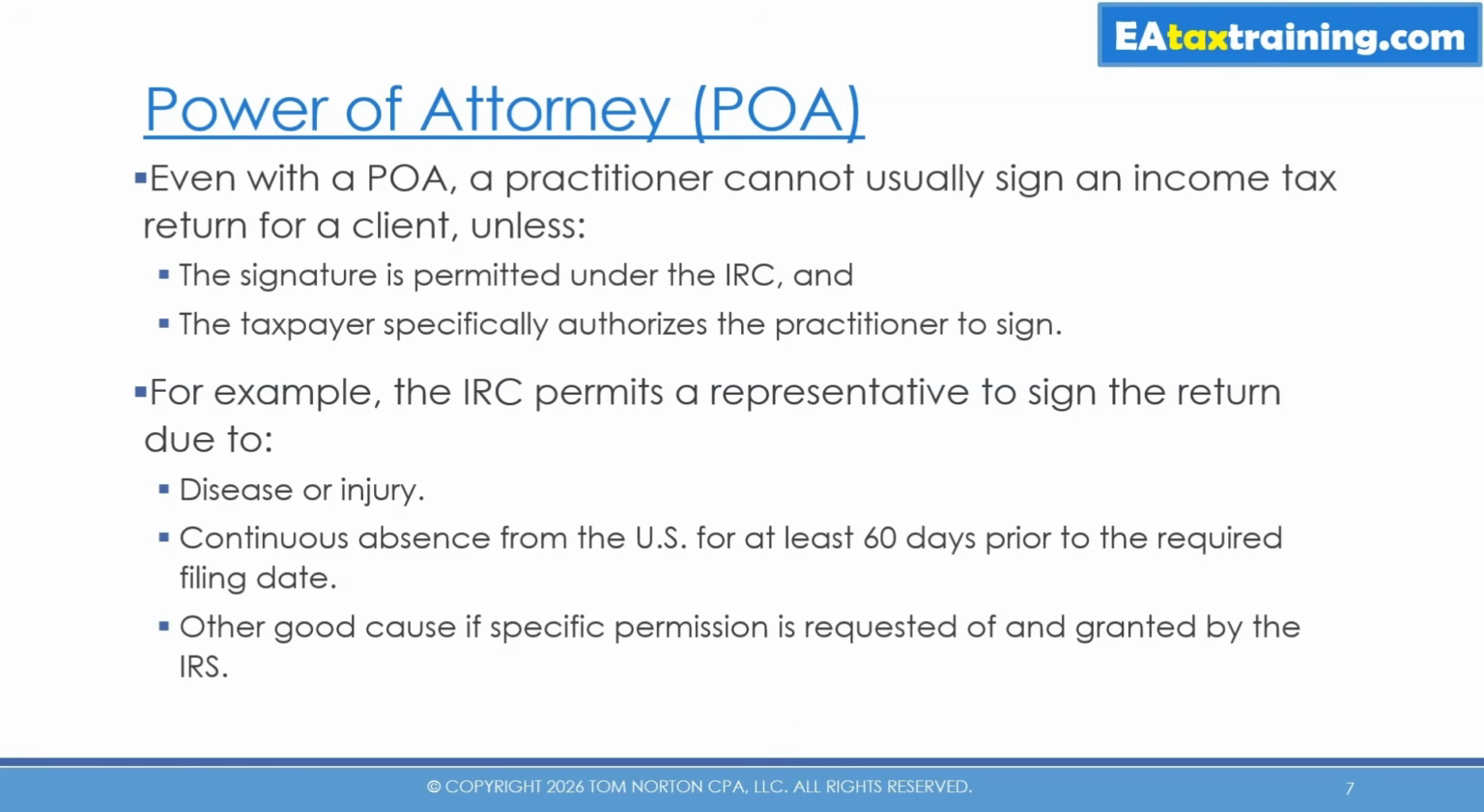If the taxpayer has been continuously absent from the United States for at least 60 days prior to the required filing date, then you can sign on their behalf. And their absence can be, in this instance, for any reason. It doesn't have to be for employment purposes or anything like that. It's just if they are continuously absent for at least those 60 days, then you can sign on their behalf if you've been given that authorization. Or for other good cause, if you ask the IRS and they grant that. So there could be other circumstances that are unforeseen, and you can ask the IRS for permission to sign, and then they may or may not grant that.